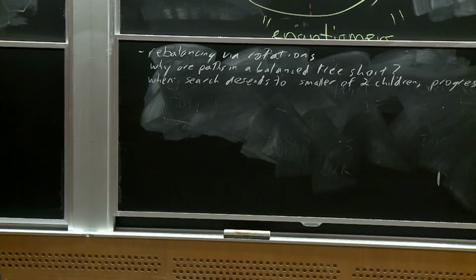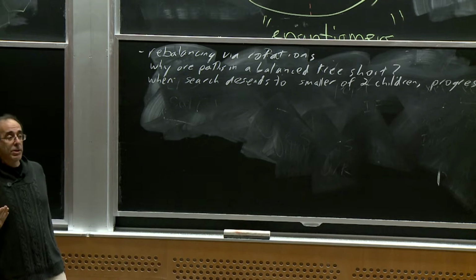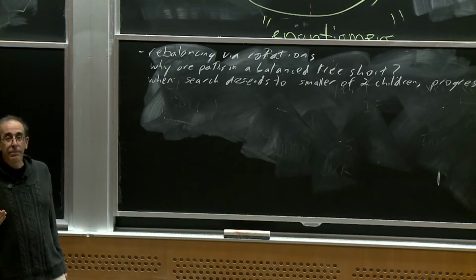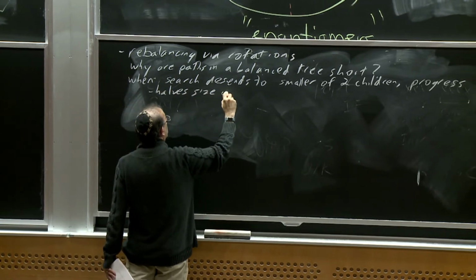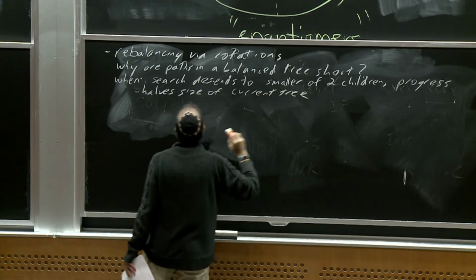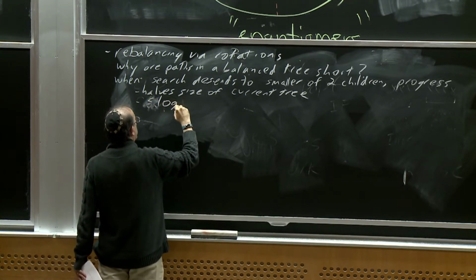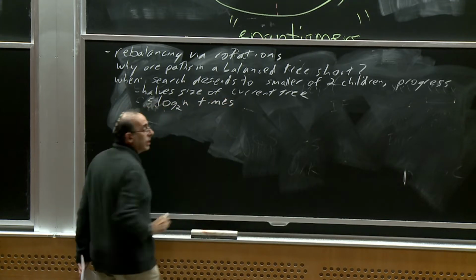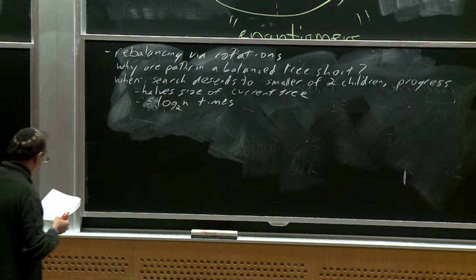Well, what's the biggest the smaller subtree can be? Yeah? 1/2 of the original. Exactly. I'm in a tree of a certain size. If I go to the smaller subtree, I'm going to a tree that's half the size. And that means it can happen only log base 2 of n times before you get down to a tree that contains only one item and is therefore the item that you're looking for. Okay.